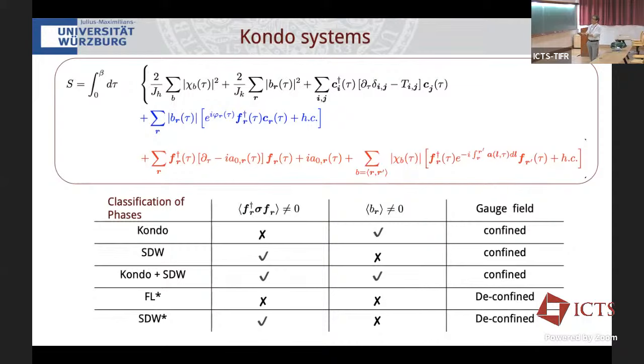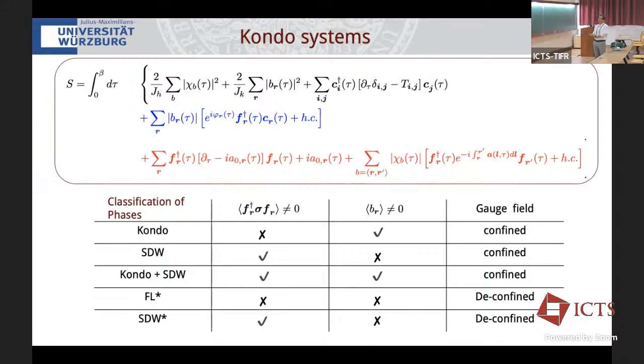So now we can take this action and list all the phases, at least some of them, that we have for the Kondo system. So we have a Kondo phase, a heavy fermion phase. There is this Higgs mechanism. I defined this with B of R not equal to zero. The gauge field is confined, and there is no condensation. There is no SU(2) symmetry breaking.